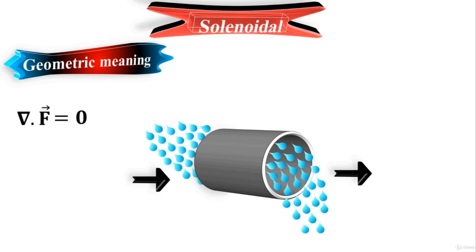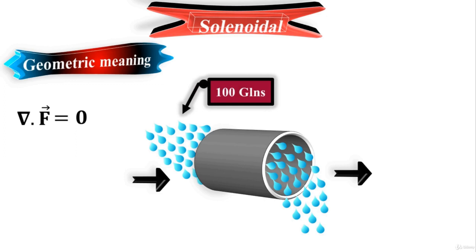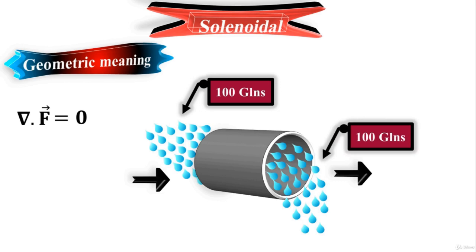Let's say, for instance, the water that is coming inside the pipe is 100 gallons, which is a negative divergence, negative 100. And the water that is coming out of the pipe is also 100 gallons. It is a positive divergence, which means that minus 100 plus 100 equals 0. And the divergence here is 0.